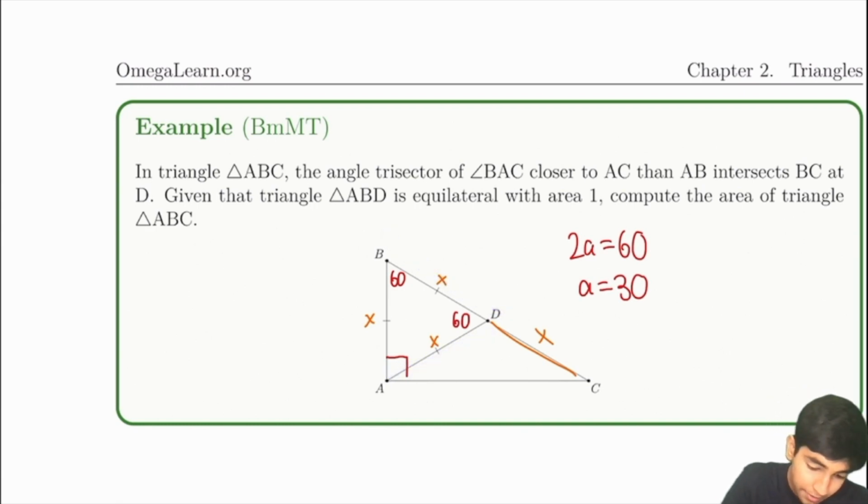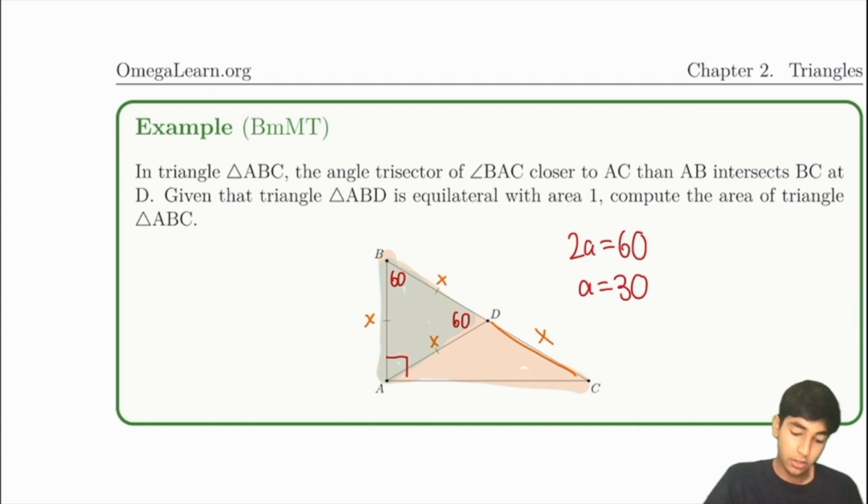Okay, so now we know the area of this equilateral triangle is 1. This blue thing over there. But we're trying to find the area of the whole thing. Now, a common approach is to use the formula we just learned, root 3 over 4 side squared, and then find the side length and do stuff like that. But here's a simpler solution.